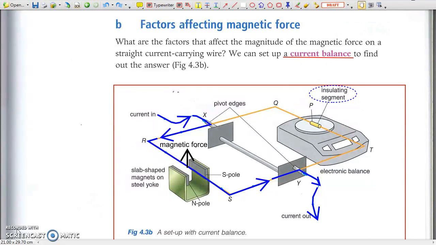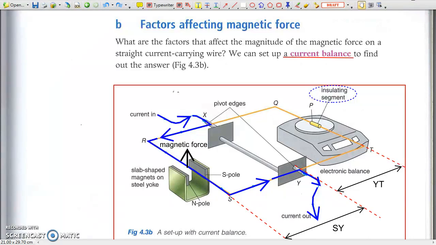Since RS is pushed upward, the opposite arm QT is pushed downward. The balance reading increases as a result. In other words, the increase in balance reading is directly proportional to the magnitude of the induced magnetic force. If SY equals YT, then the increase in balance reading in newtons equals the magnitude of the induced magnetic force on RS.